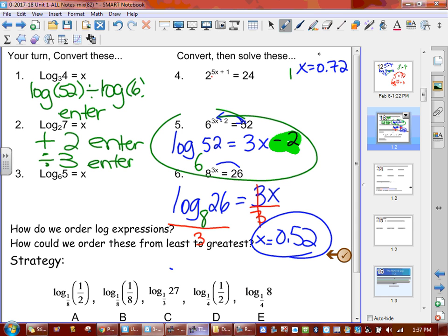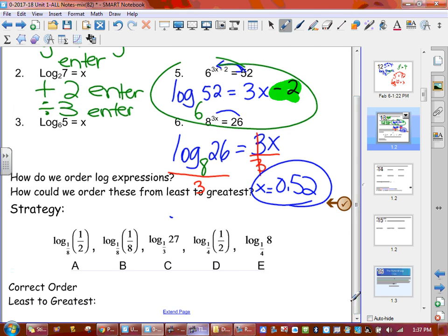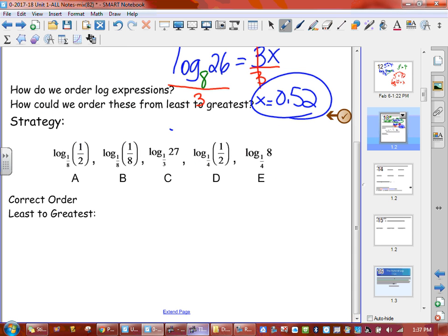All right, so that is how we solve with logs. We need to be able to type it in the calculator properly. On the bottom of this page, what we're going to do is order them from least to greatest. So that means we need to find the value of the log. We have to actually solve the log. So this is what I'm going to leave you for homework. You're going to solve each of those and put them in the correct order.